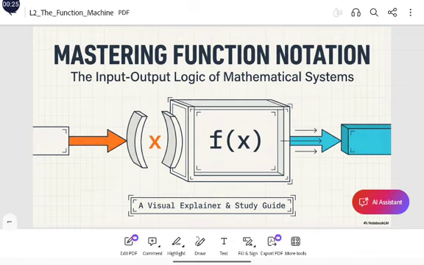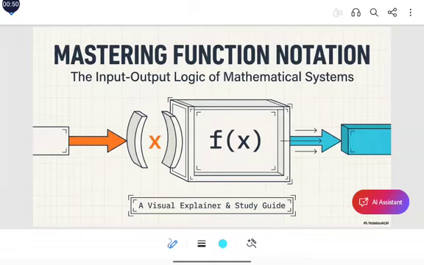Then, we will learn how to evaluate a given function. So, by the end of the lesson, each one of you will be able to write proper function notation and also to evaluate a given function. Great. So let's move on.